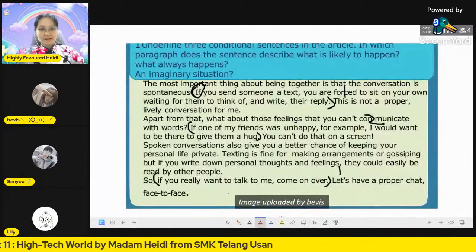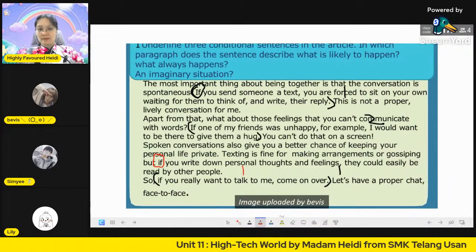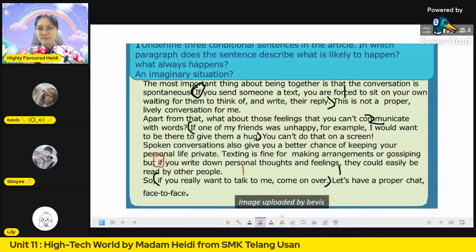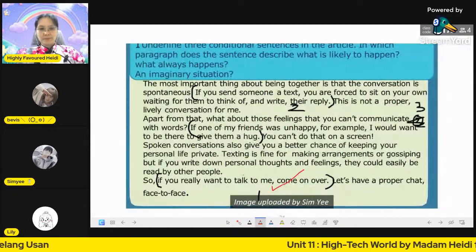All right. So Bevis also gave this one. Actually, it's this one. If you write down your thoughts, then this is likely to happen. Yeah, likely to happen, especially if you share your gadget with your siblings. Sure, they're going to read your text, your WhatsApp or whatsoever.